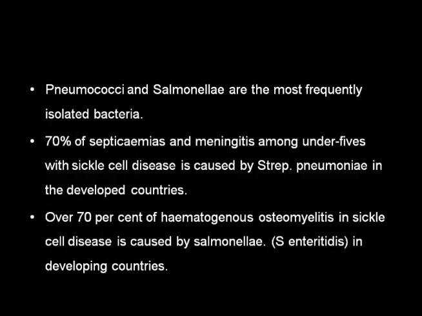Pneumococcal and Salmonella are the most frequently isolated bacteria. 70% of septicemia and meningitis are common among the under 5 with sickle cell disease, and the most common organism is Strep pneumoniae, which is found in developed countries, and 70% are hematogenous osteomyelitis. In sickle cell disease the most common organism is Salmonella, that is in the developing countries. So in the developed countries we have Strep pneumoniae, and in the developing countries we have Salmonella.